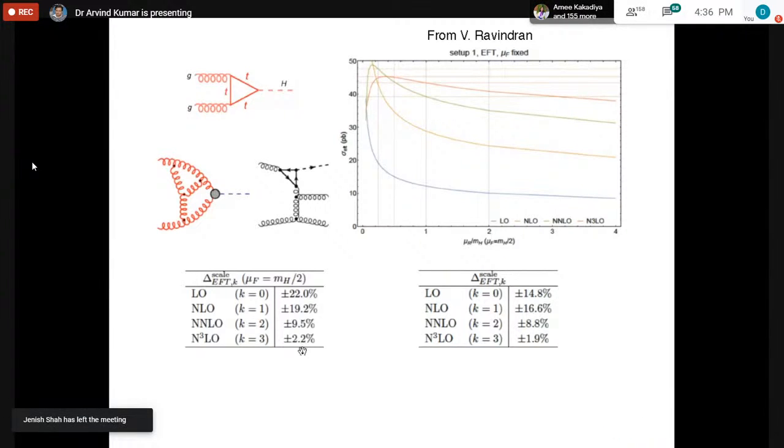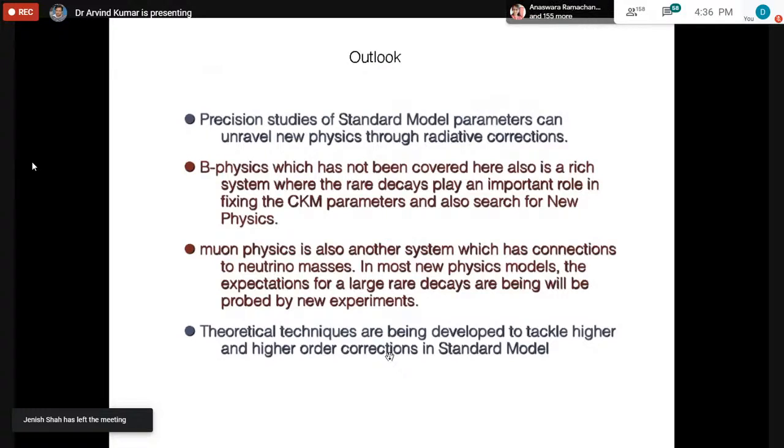I'll close my talk with an outlook. Yeah, just the last page. There are leading order corrections, meaning at one loop or sometimes at tree level, coming from some sort of new physics phenomena which appear in flavor physics. I didn't have time to talk about it.